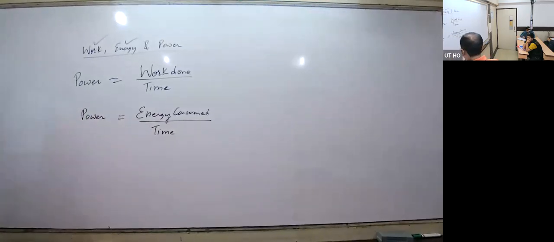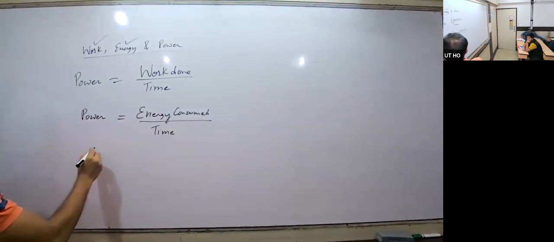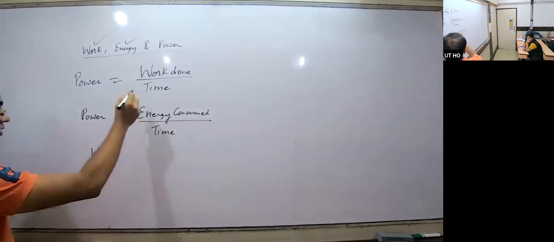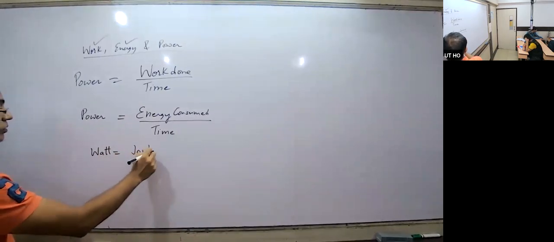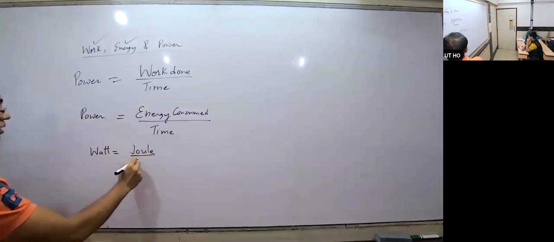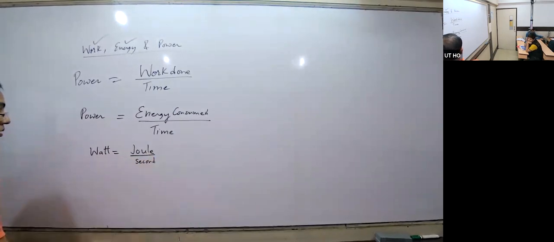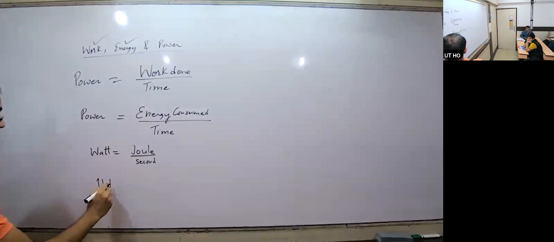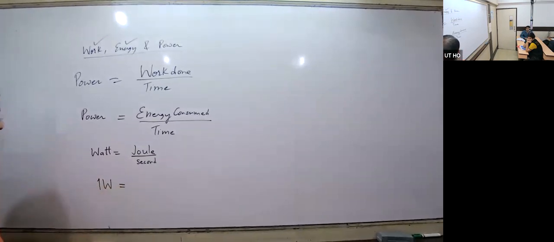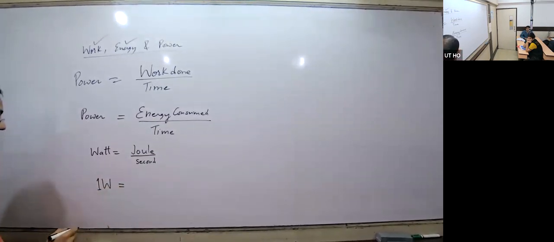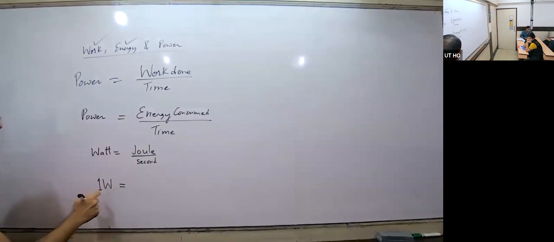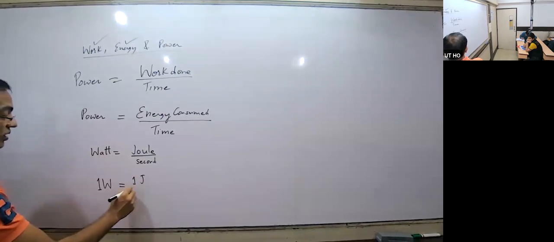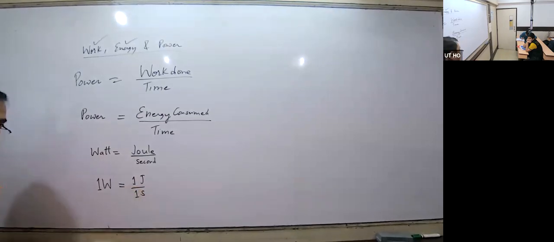Okay? So let's discuss the unit of power. The unit of power is watt. The unit of energy or work is joule, and time is second. Okay, so how do we define 1 watt? A machine will be said to have a power of 1 watt if it consumes 1 joule of energy in 1 second. So everybody understood?